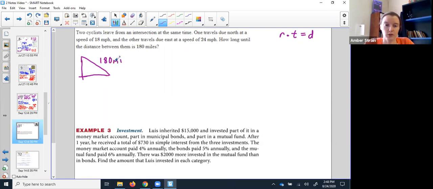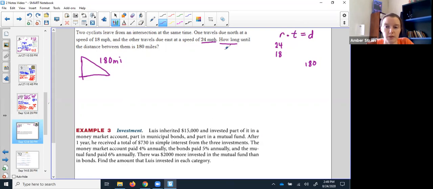So be careful, we have 2 different units going on here. This is a distance, these 2 are speeds. So since they are speeds, they are rates. 24 and the 18 are a rate. The 180 is a distance. I have to be careful. But I can connect the 2 with the variable of time. In fact, that's really what they're asking me about. How long? What is the time?